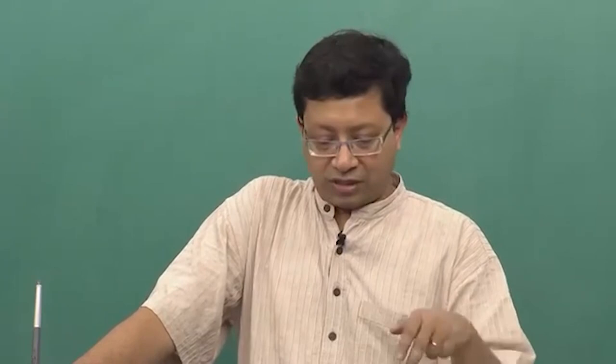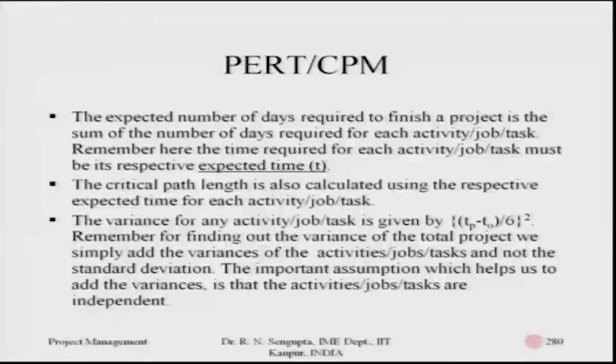Now, for each and every path and activity of the job which constitutes the whole project, you will have the optimistic time, the pessimistic time, and the most likely time. Based on that, you can find out the variance, as given in the third bullet point. The variance of an activity, job, or task is given by (Tp minus To) divided by 6, whole squared, where Tp is the pessimistic time and To is the optimistic time. You can use the distribution as given and then calculate the variance.